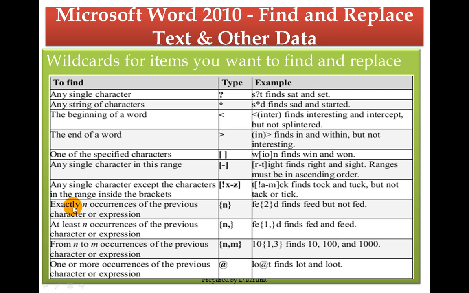So you can go through this table, and this table explains how to use each option. This is how you use the option, and this is an example of the result you can find when you use it. At least n occurrences, and from n to m occurrences of the previous character or expression, use this, here is an example. One or more occurrences of the previous character or expression, use this example.